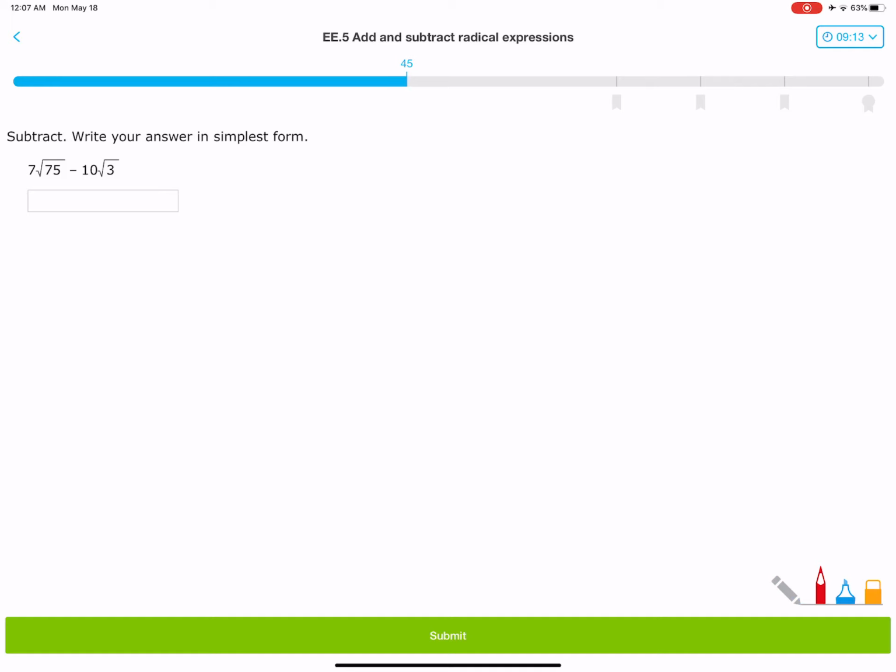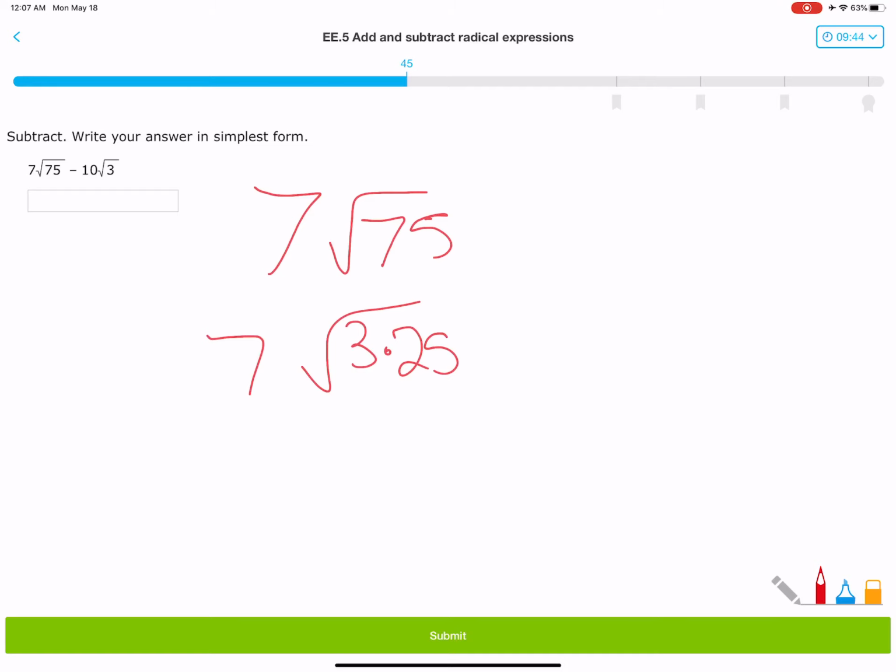We have 7 square root of 75 minus 10 square root of 3. So we have 7 square root of 75. 3 goes into 75 25 times, so 3 times 25 is the same thing as 75, right? So what's the square root of 25? The square root of 25 is 5, so we could take the 5 out.